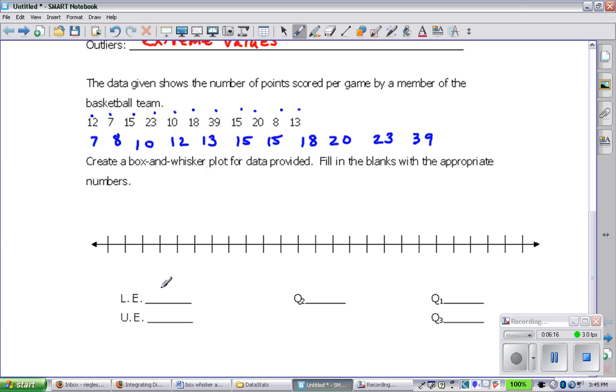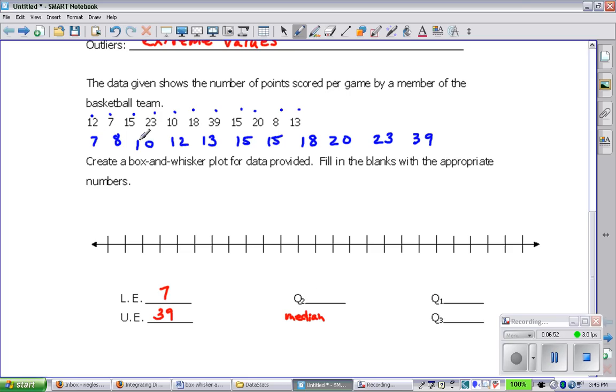So lower extreme, I always put this one first because, well, they're the easiest to figure out. Lower extreme, remember that's our least number, our smallest number, which is 7. Our upper extreme is 39, the highest number. Then we go to Q2. Remember, this is just the same as the median of all the data. And there's a reason why I do them in this order. It's very, very easy, a little bit harder, and this takes the most thought, and it depends on what this guy is. So let's find the median, the middle number.